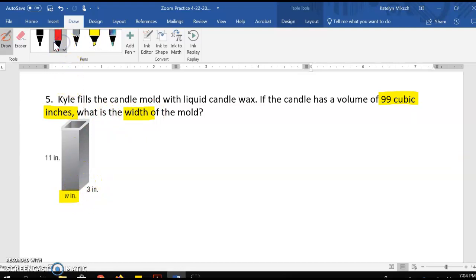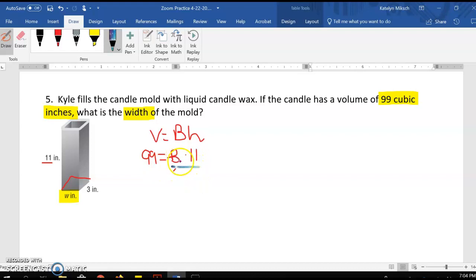So if we think about our volume equation, remember volume is big B times H. So the base area, which we can't really see the base in this case, but it would be a little rectangle down here, times the height. We know the height of this candle mold is 11 inches. We don't know the area of the base yet, but we're also told the volume is going to be 99. So we know we can always solve an algebraic equation if we're missing just one piece. Right now we have big B times 11 equals 99.